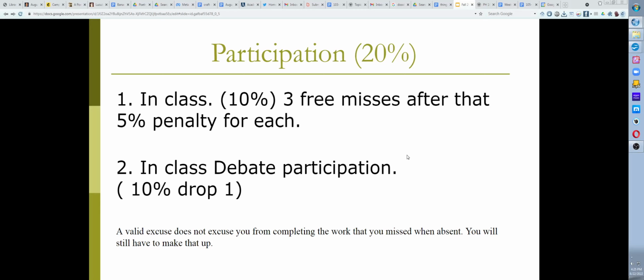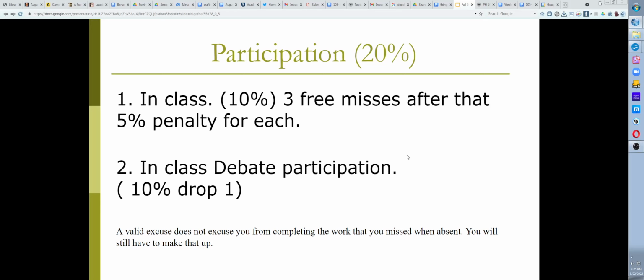The participation in the debates, the 7 debates that we'll have, are completely separate. You get a separate grade for each of the debates that are scheduled for an entire class meeting. You get to miss one of those without penalty. I'll drop the lowest of your debate participation grades.